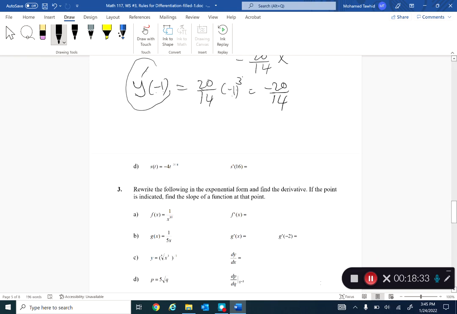Okay, so now I try to go for this one here. They ask you to find s prime.